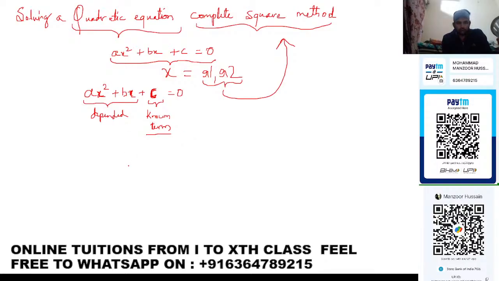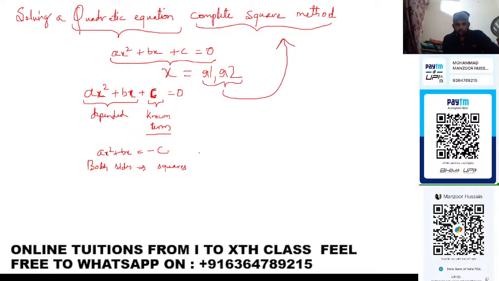In that case, this complete expression can be transformed and written as ax square plus bx is equals to minus c. So what we should do is represent it in the format of the complete square method. This time we are going to make both sides represented as squares.